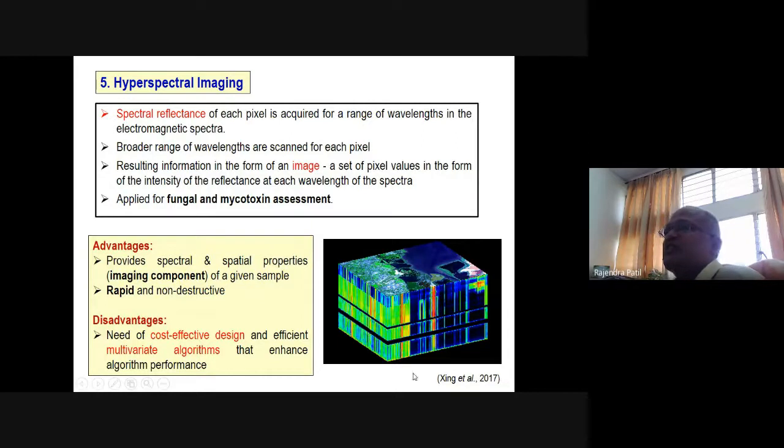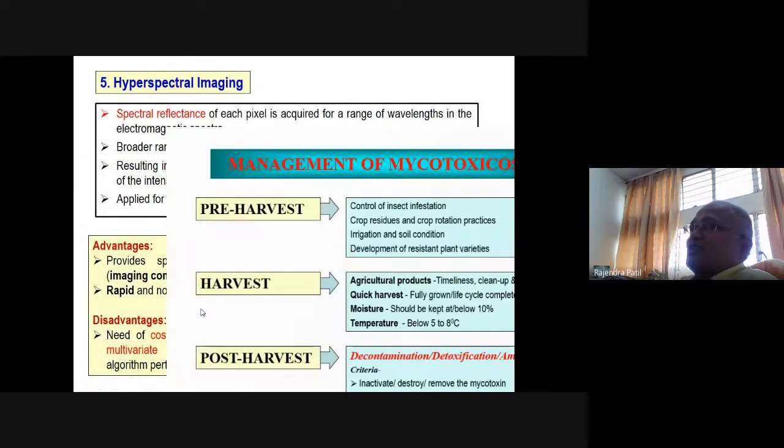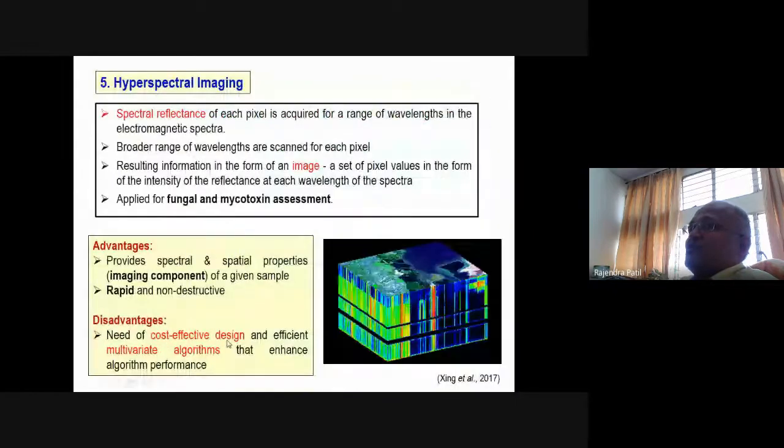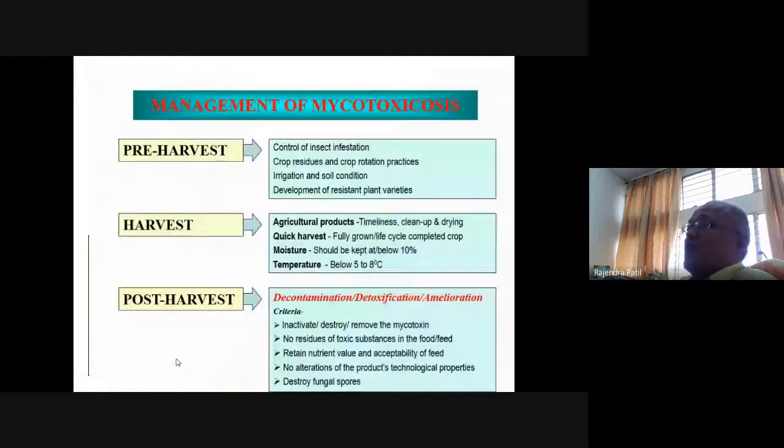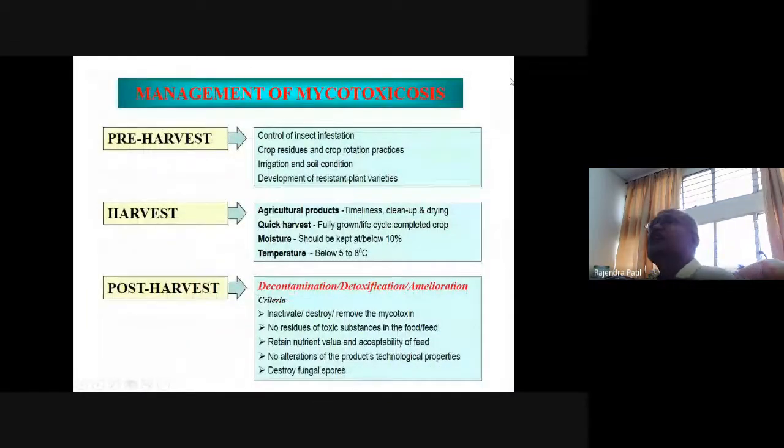And you can see in this picture, these electromagnetic spectra have different wavelengths, and there's an imaging component. It is a rapid and non-destructive method for the analysis of fungal and mycotoxin assessment, and people are using it. Although the disadvantages are cost effectiveness and the multivariate algorithms, which are all required for this method. Then we have seen the diagnostic aspect.